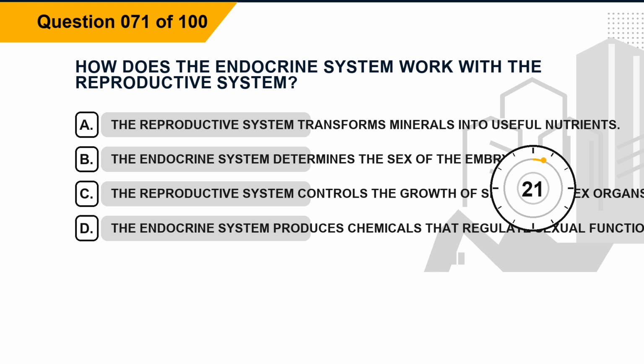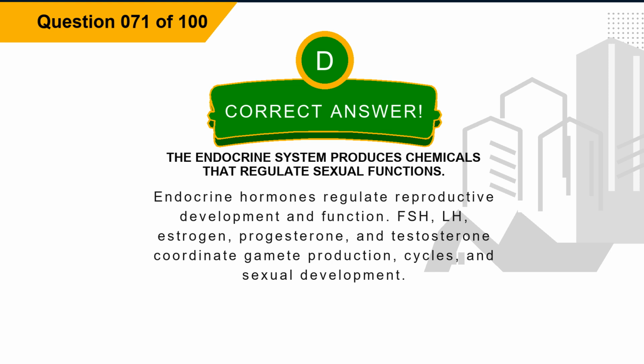Question 71. How does the endocrine system work with the reproductive system? Option A. The reproductive system transforms minerals into useful nutrients. Option B. The endocrine system determines the sex of the embryo. Option C. The reproductive system controls the growth of secondary sex organs. Option D. The endocrine system produces chemicals that regulate sexual functions. The correct answer is option D. The endocrine system produces chemicals that regulate sexual functions. Explanation. Endocrine hormones regulate reproductive development and function. FSH, LH, estrogen, progesterone, and testosterone coordinate gamete production, cycles, and sexual development.